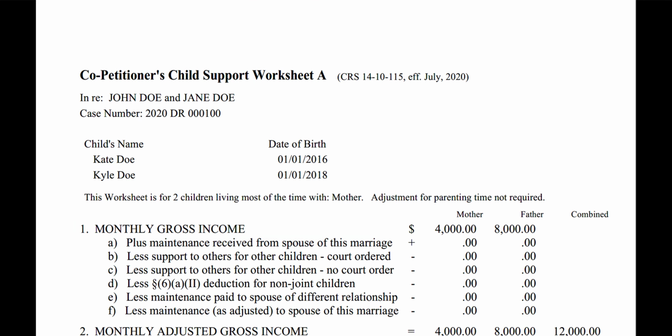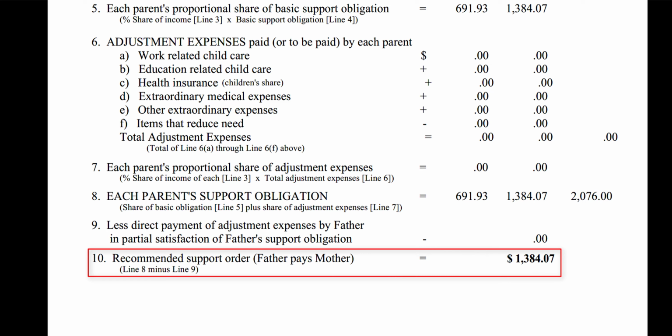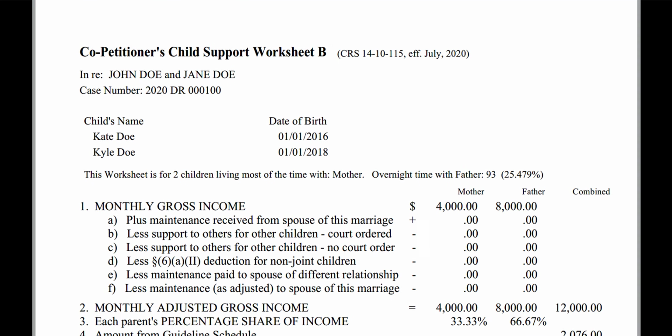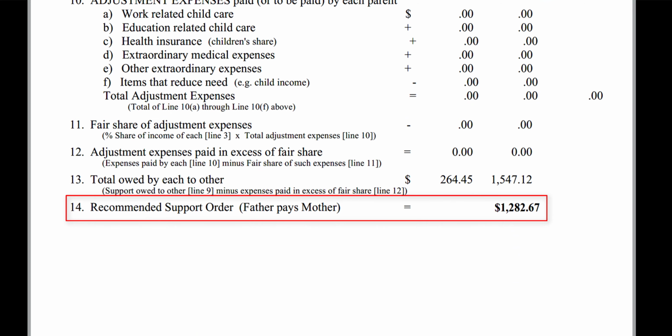As mentioned earlier, a worksheet A is used when one party has less than 93 overnights a year. Whether that is 0 or 92 overnights, the amount of child support will be the same. Here, keeping with our example, the support amount will be $1,384.07 payable to Mom, where Dad has less than 93 overnights. If Dad gets one more overnight, bringing the total to 93, then a worksheet B is used, and the support amount drops to $1,282.67 and continues to change with each additional overnight.